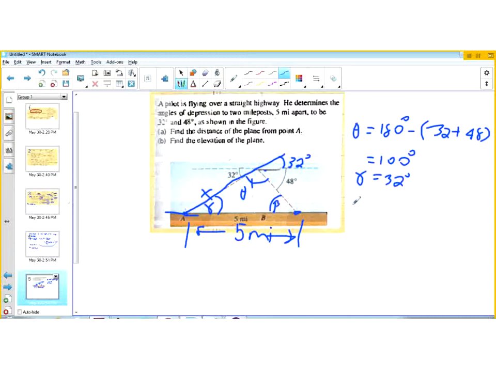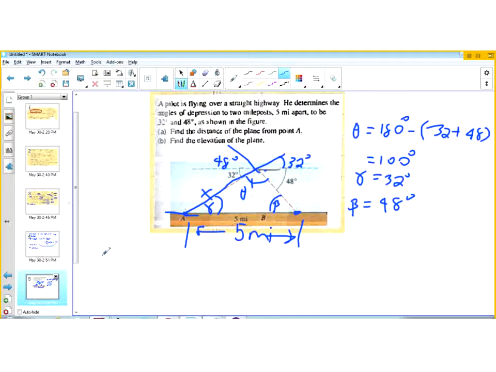And so this angle right here we'll call beta. So beta must equal 48 degrees, because this angle is 48 degrees and we have alternate interior angles of a transversal across two parallel lines. So that comes from high school geometry. Okay, so beta is 48 degrees.